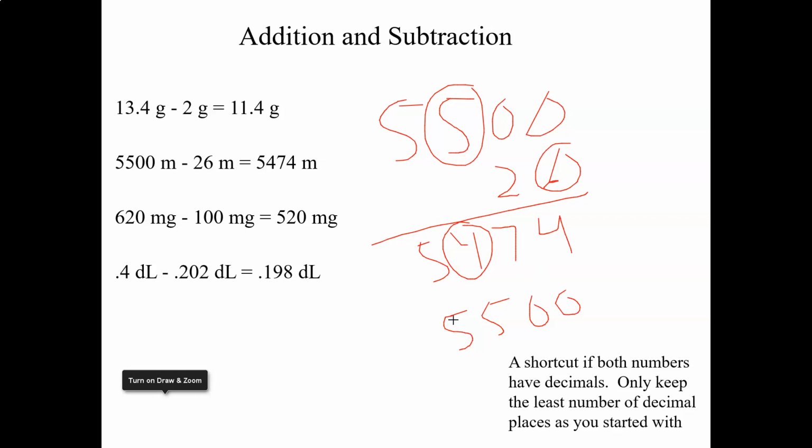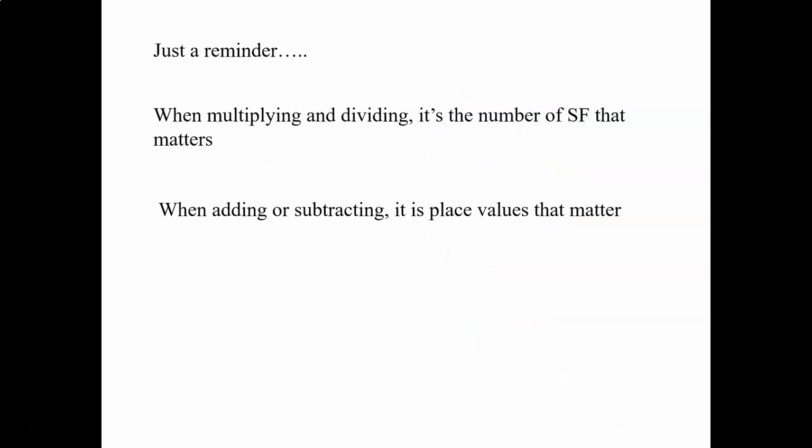And that is pretty much how you do math with sig figs. But keep in mind, for multiplication and division, that is one rule, and it's the number of sig figs that matter. When you're doing addition or subtraction, it's a different rule, and it's the place value that matters. So keep that in mind when you're doing these.